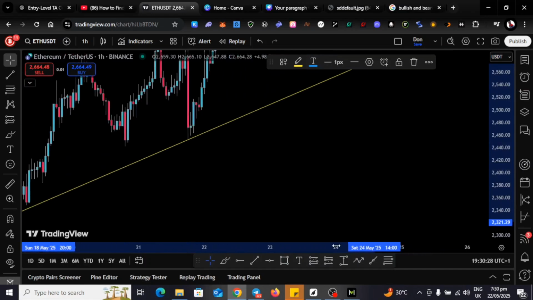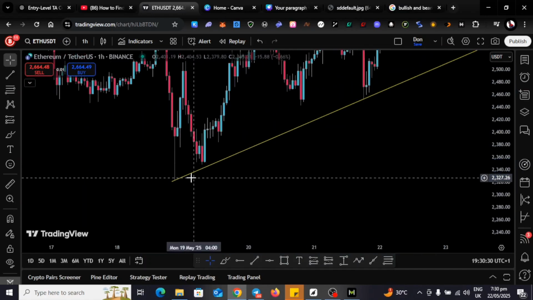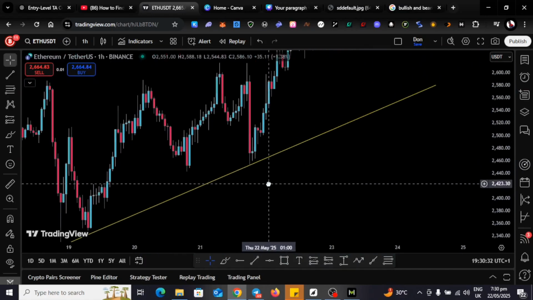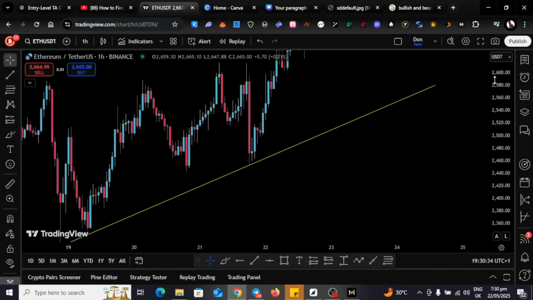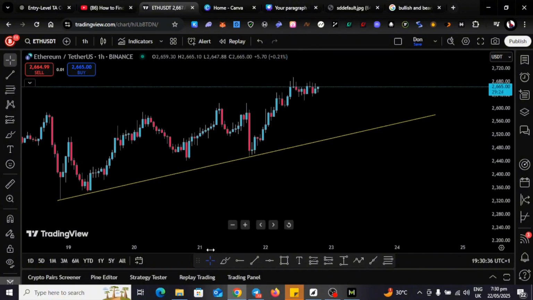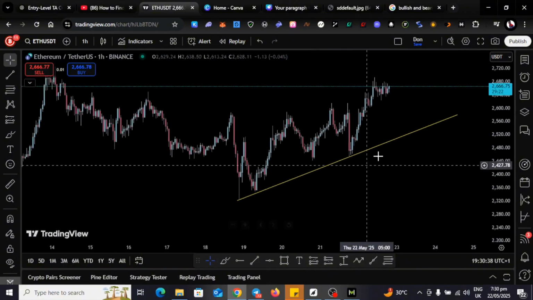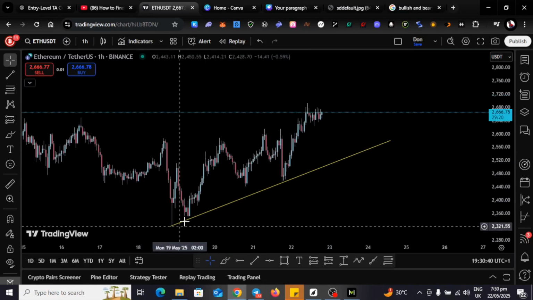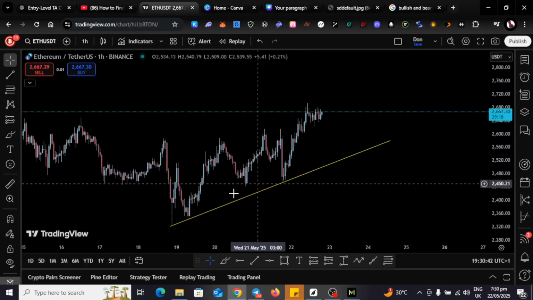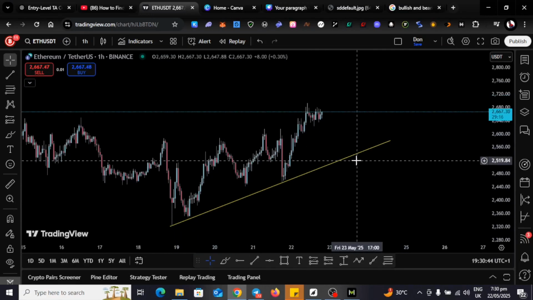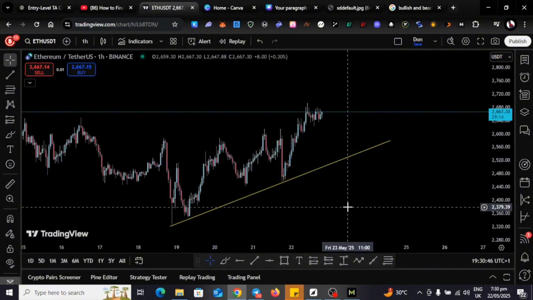I'm zooming in so that you can see my line. You can see it tapped here and tapped here. So this is a trend line. This is what a trend line looks like. Looking at it, you can see that it's going up. It indicates the market is going up. So that is a trend line.